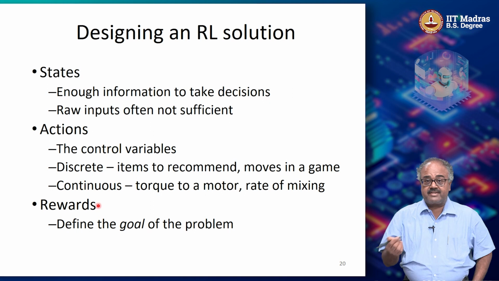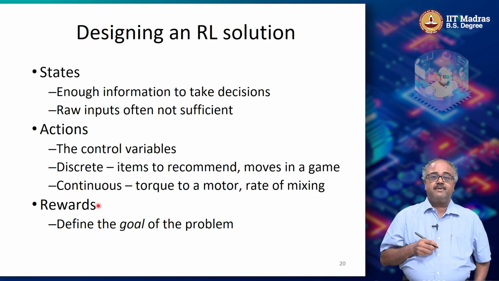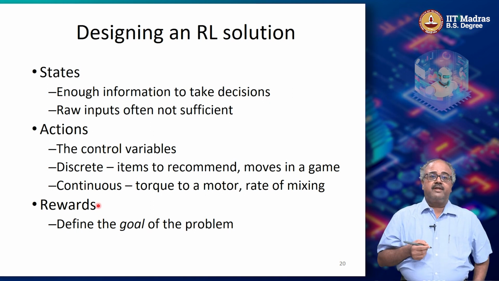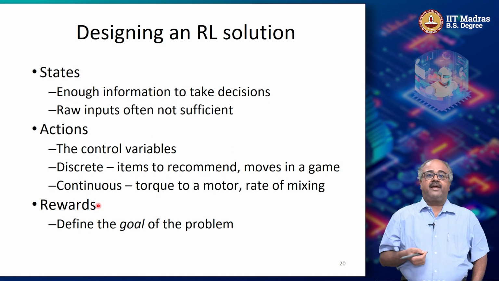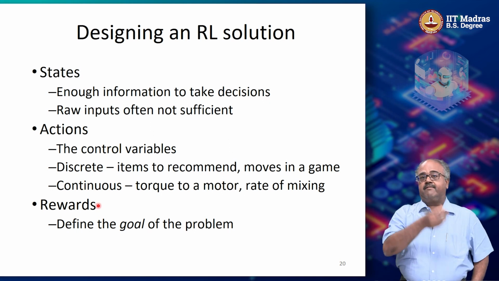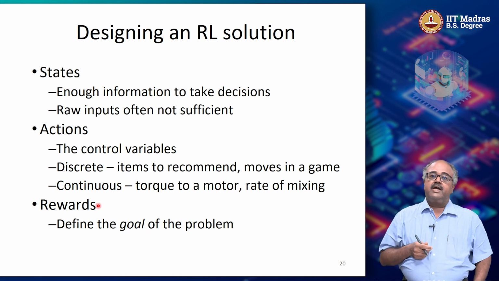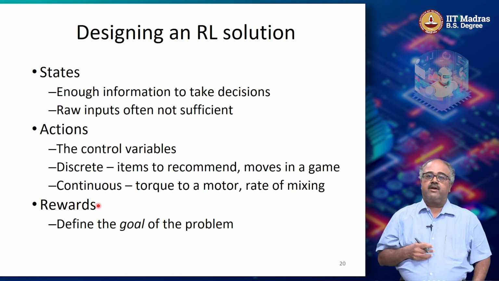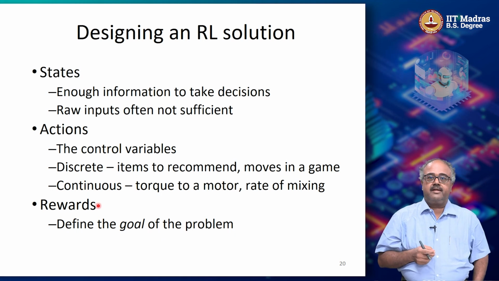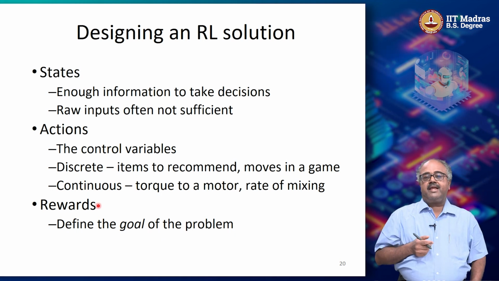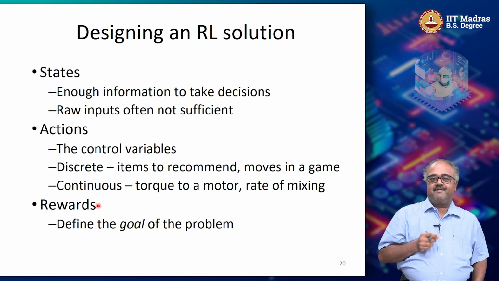I'll give you some examples in the next few slides, but typically you'll give rewards like, okay, I'll give you a reward of +5 if you get to the goal, wherever I want you to go. You want to go to Bangalore, you'll get a reward of +100 when you reach Bangalore. And if you run into a truck on the way, you will get a reward of -1000. Something like that. But then again, you have to be very careful.